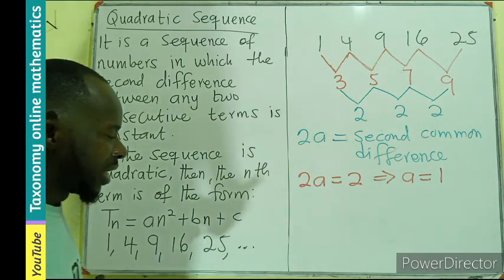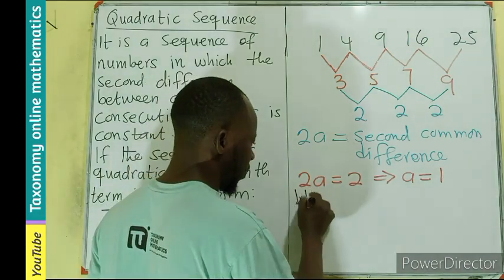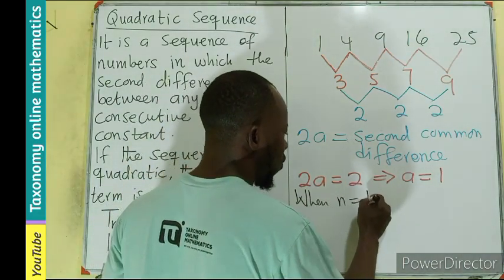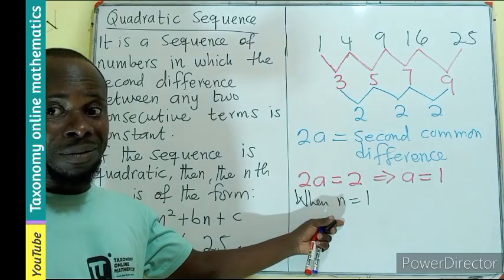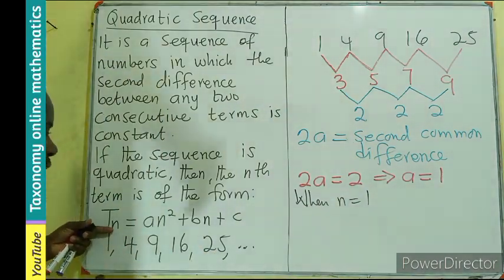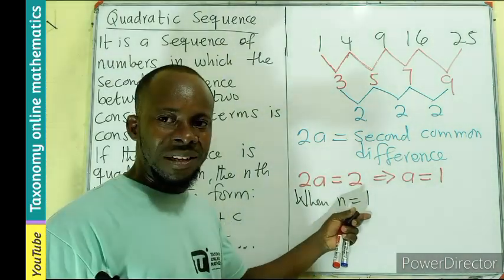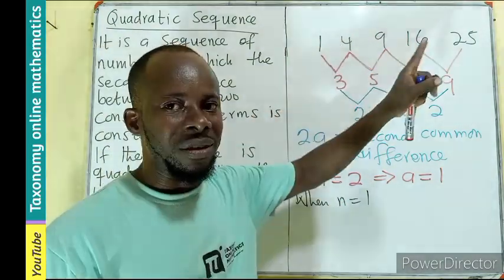If that's the case, then when n equals 1, don't forget n is the number of terms, so n equals 1 is the first term. And what is the first term in the sequence?